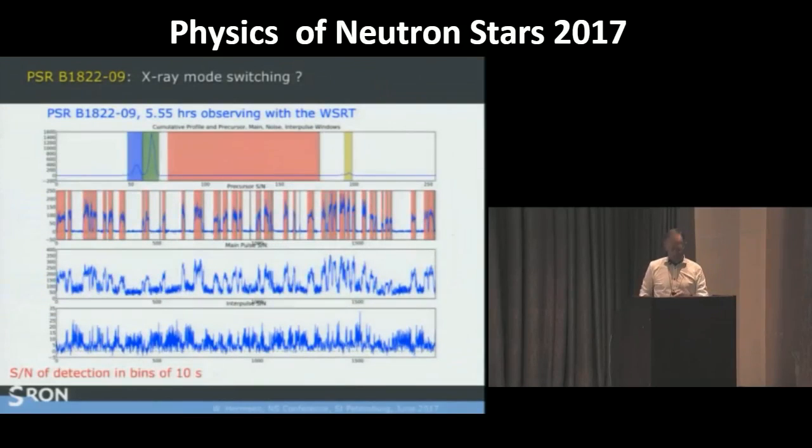We looked for mode switching, and this is an example of our radio data. Here you see the pulse, main pulse, precursor, interpulse. Here you see the detection signal-to-noise ratio of the precursor, and you see really on, off. The main pulse is high when the precursor is on, and weak when the precursor is off, and the interpulse is doing this in anti-correlation. And in fact, we selected this on the precursor because there we have the cleanest separation of the two modes.